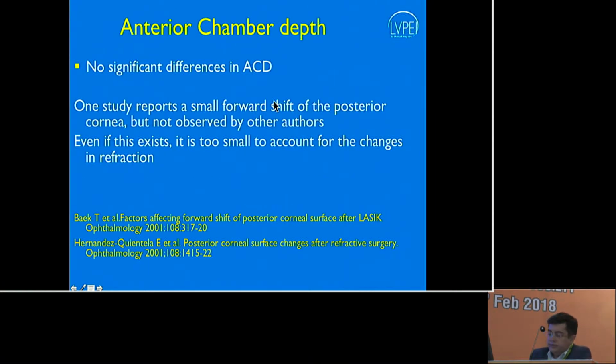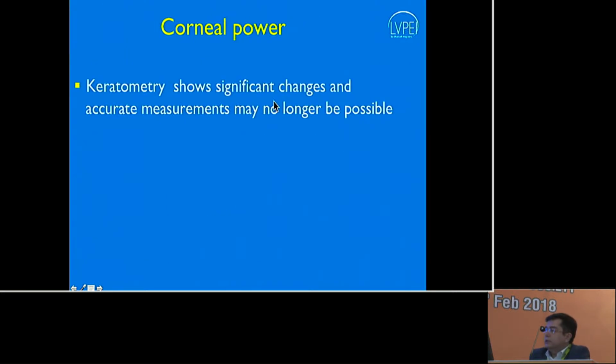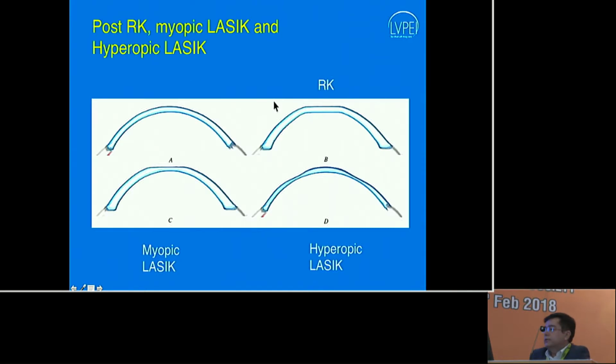There's hardly much difference in the anterior chamber depth before and after refractive surgery. However, the corneal power does change, and that is what makes a significant change in the IOL power calculation. If you are undergoing RK, the whole cornea would flatten. However, if it is a LASIK, it's the anterior surface of the cornea which gets flattened. And in hyperopic LASIK, the curvature steepens.